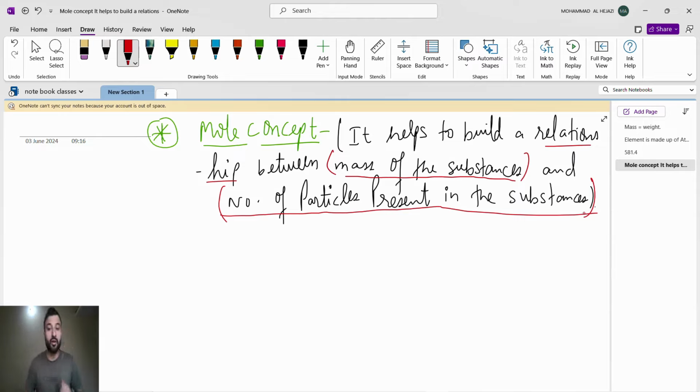So it helps to build a relationship between the mass of a substance and the number of particles present in the substance. See, suppose this is a bottle, and the mass of the bottle including water is 1 kg. So you will say that in this 1 kg of mass, how many particles are present.